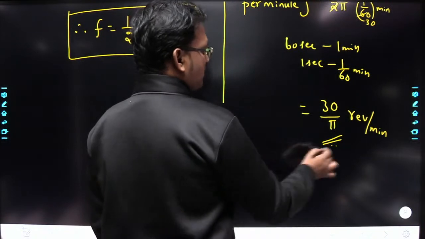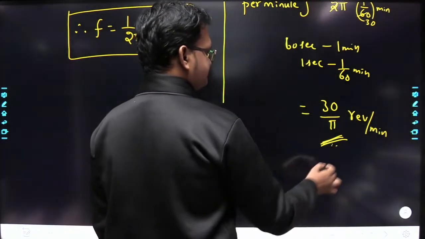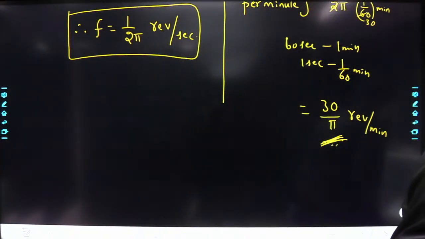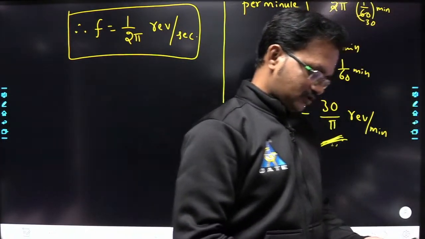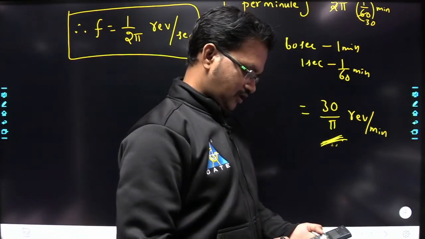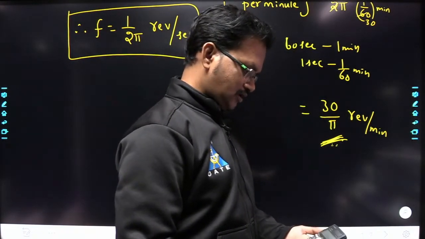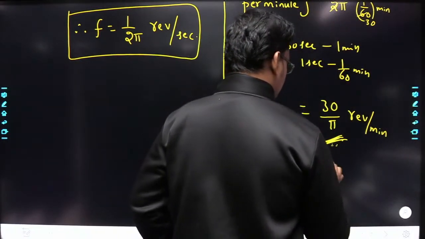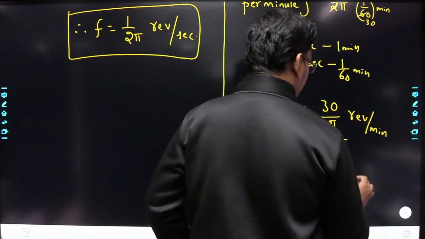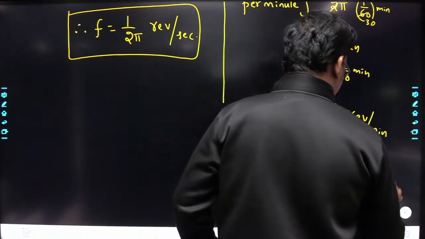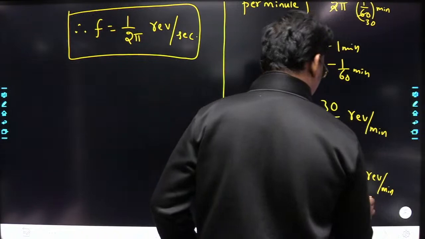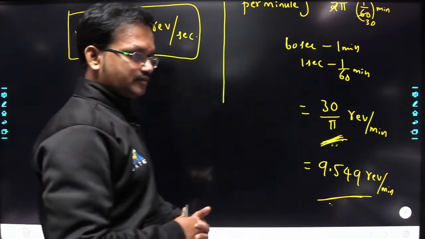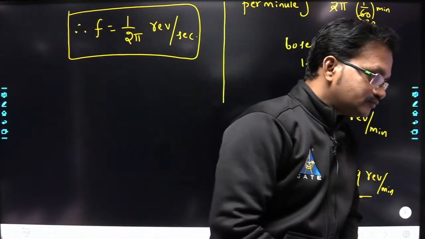So this is the number of revolutions per minute. So what is 30 by pi here? You just calculate this one. 30 divided by pi. 9.549. Okay, so you will get 9.549 revolutions per minute. Okay, so this is the answer here. This is the answer, right?